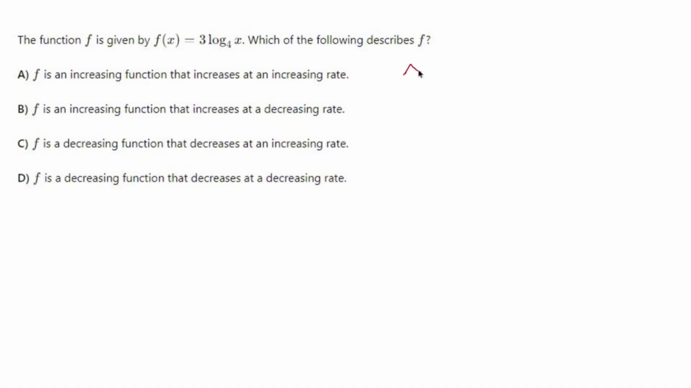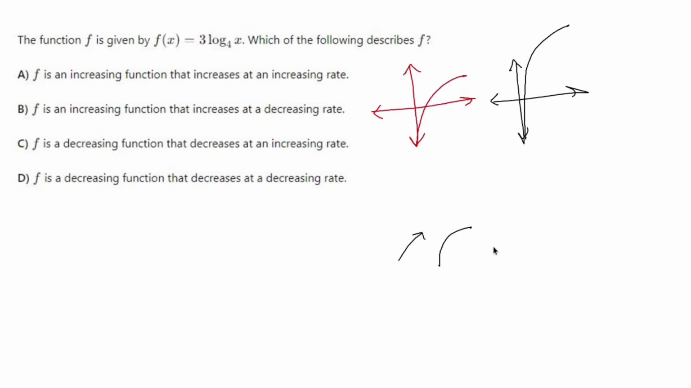So a log, traditionally, whether it's log base 4, log base 10, log base e, a log is going to look like this. By multiplying it by 3, all I'm doing is making it taller. So all I'm doing would be making it look like that. So it's the same type of behavior. So what it appears that it looks like is it appears that it's going up and to the right and it's concave down. Now that would mean increasing function.